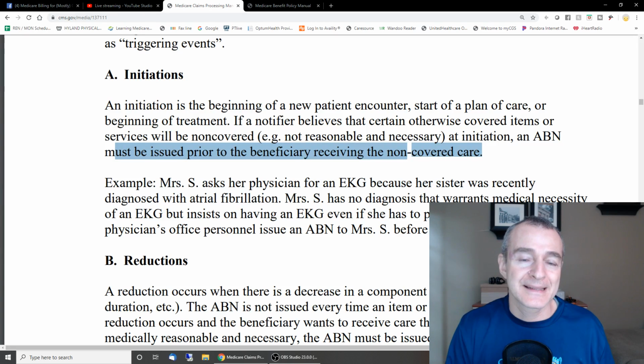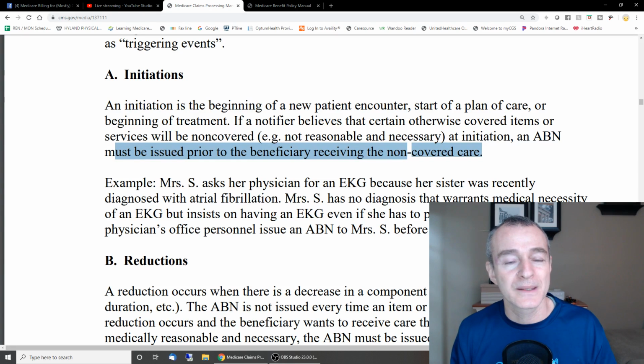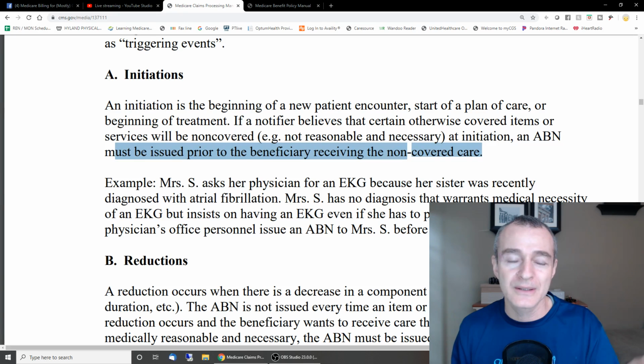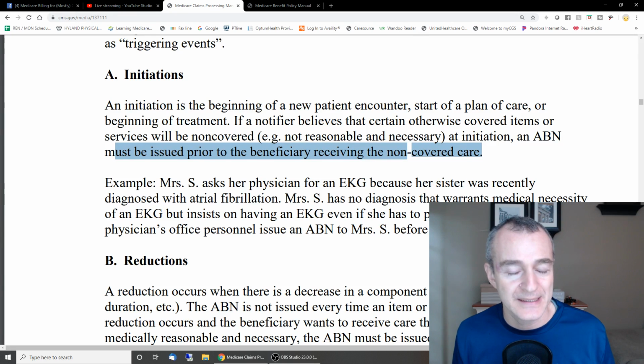You'd have an ABN signed. The patient would choose one of the three options. When we're talking about options, I'm going to save that for the course. You can find the information on option A, B, and C. But in that situation, it's not covered. You would have an ABN signed and the patient would pay out of pocket for that service.